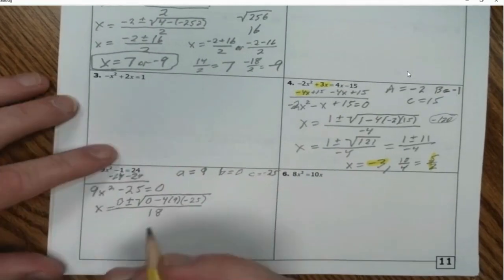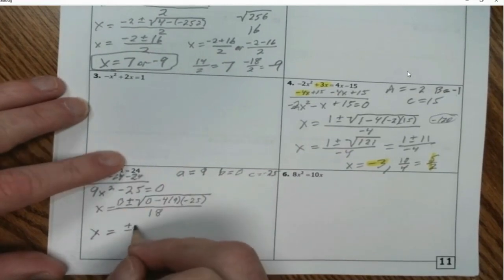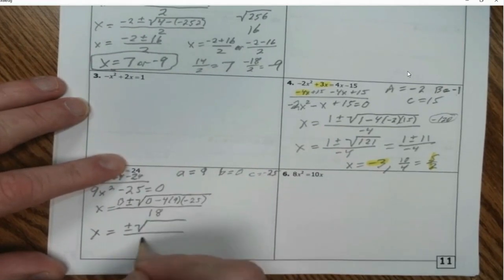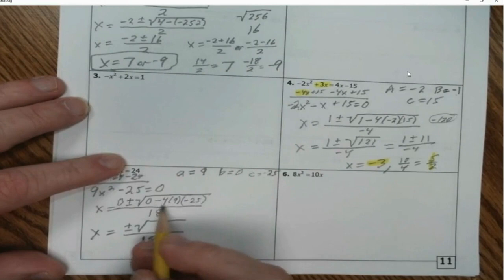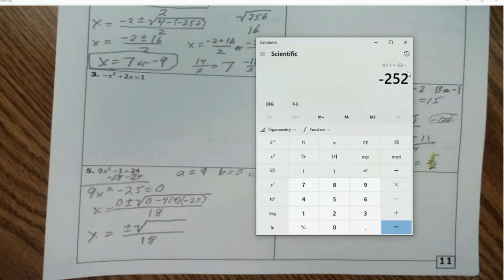Okay, so we need to simplify. X equals 0 plus, so we can get rid of the 0. Plus or minus the square root of something over 18. We need to do this math. What is 0 minus all of this? We'll bring our calculator back up. Okay. So since this is 0, we know we're just subtracting from it. So we'll just take negative 4 times 9. So that's negative 36 times a negative 25. It's a negative times a negative, so this equals 900.